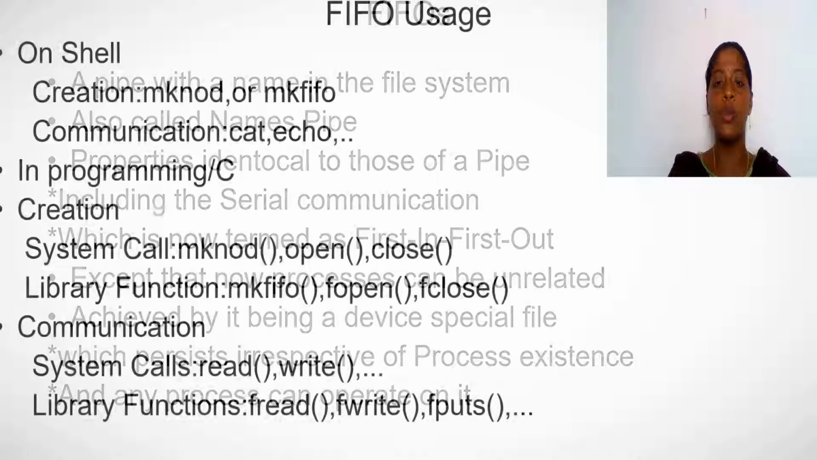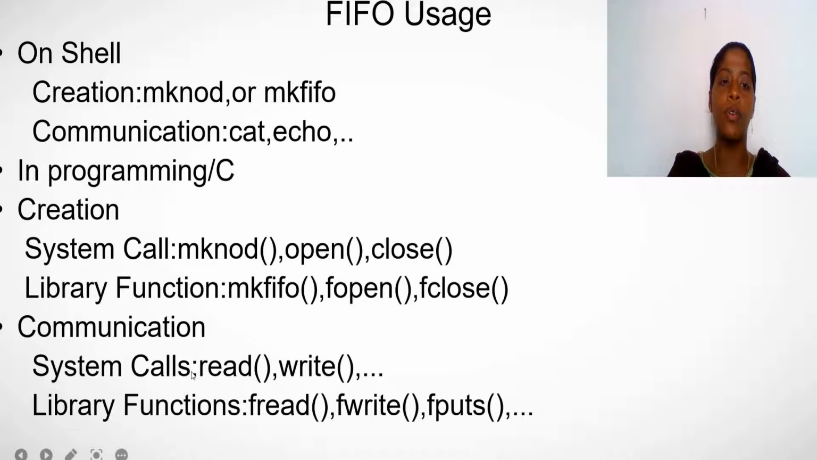Next, FIFO usage. On the shell, we can create a FIFO using mknod or mkfifo, and communicate using shell commands such as cat or echo. In C programming, for creation use the system calls mknod, open, close. Using library functions, use mkfifo, fopen, fclose. For communication, use the system calls read or write, or library functions fread, fwrite, fputs. This is FIFO usage.